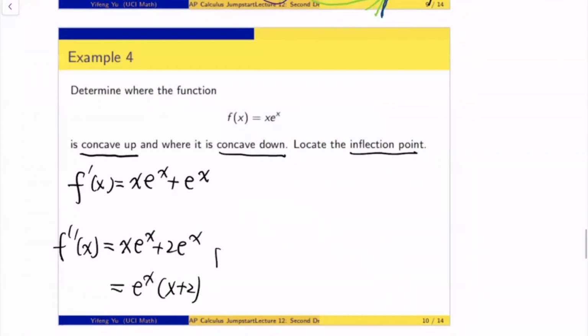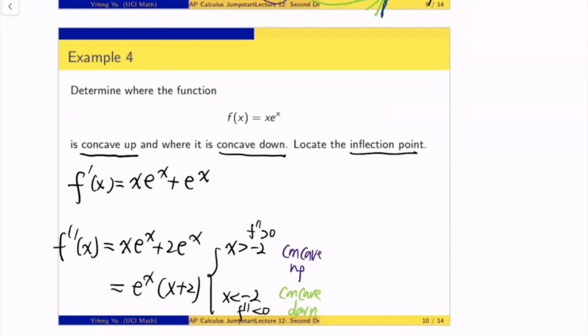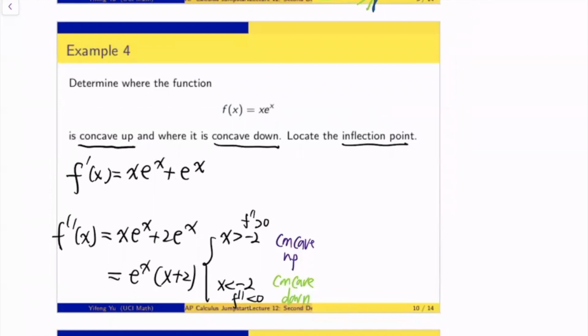Then it's clear that when x is bigger than -2, the second derivative is positive, so this is concave up. And if x is less than -2, this is less than 0, so this is concave down. Of course the inflection point will be x equals -2, the place where it changes from concave down to concave up.